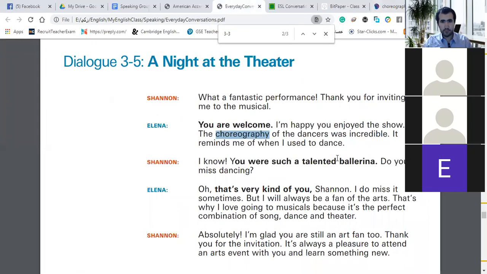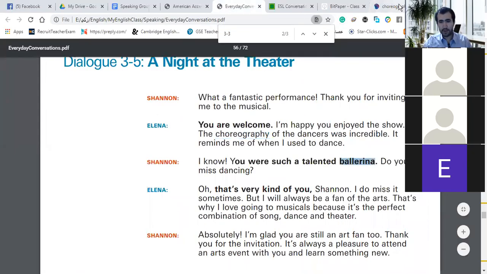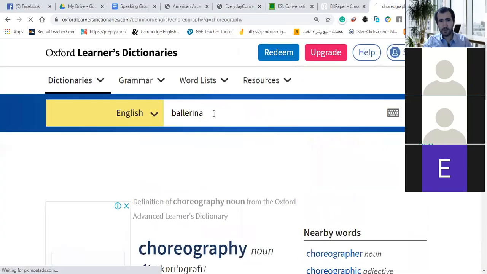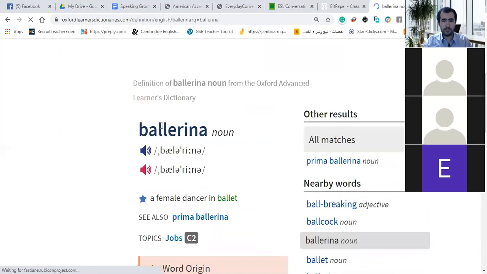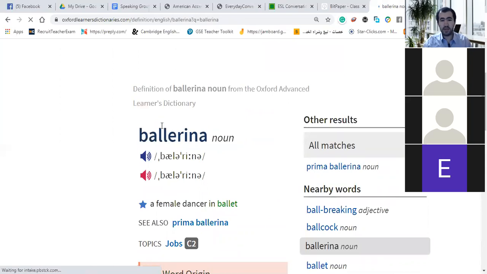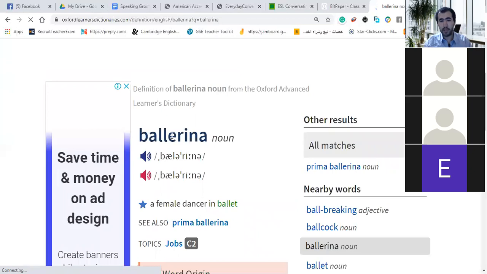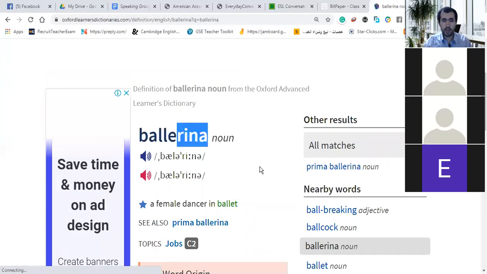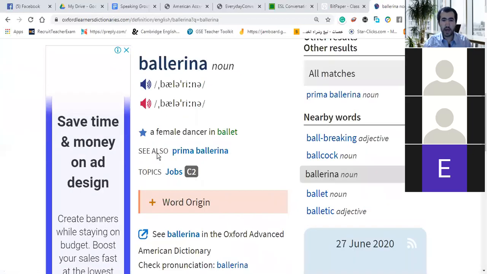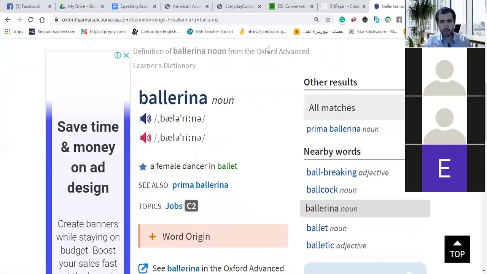How about the word ballerina? A ballerina is a dancer, especially a female dancer, in ballet. Ballerina. The stress is on the "rina". So the stress is always important to help you pronounce correctly. Very good.